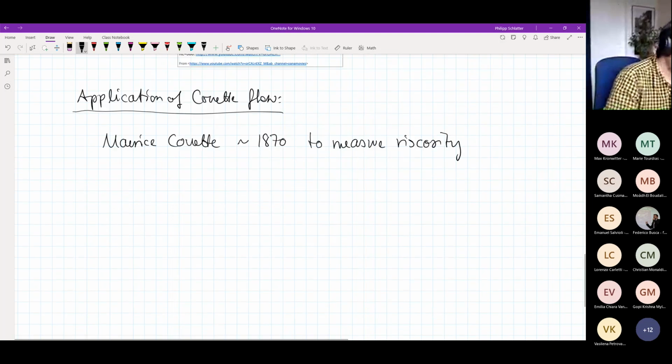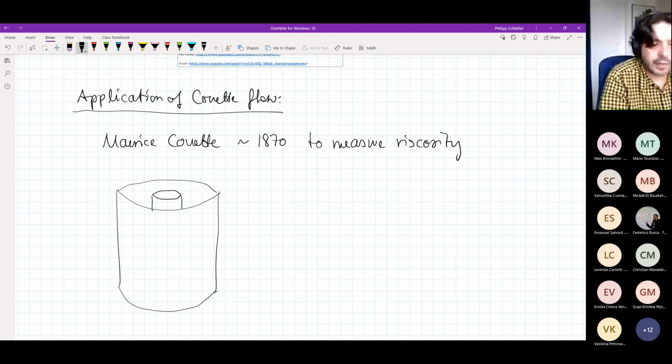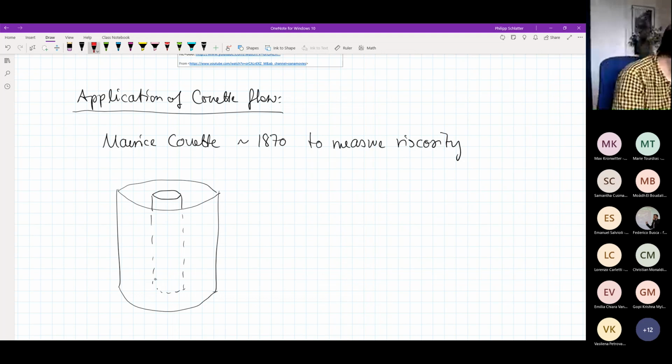So what does he do? Or how did he try to do that? Well, he built an apparatus which looks like this. He had a big cylinder, and in this big cylinder, he put a smaller cylinder into the center, something like this. And then what he did is he applied a certain speed on the outer cylinder.